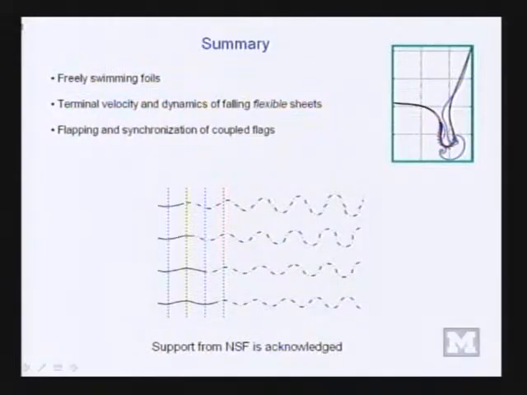OK, so I've shown you three kinds of examples of flexible bodies interacting in fluids: freely swimming foils, terminal velocity and the dynamics of falling flexible sheets, and the flapping and synchronization of coupled flags in a fluid. OK, so I guess one of the main themes of these studies is how bodies can produce vortices and how they can interact with the vortices that they produce to have either large or small forces, depending on the situation. OK, so I'll stop there and take questions. Thank you.